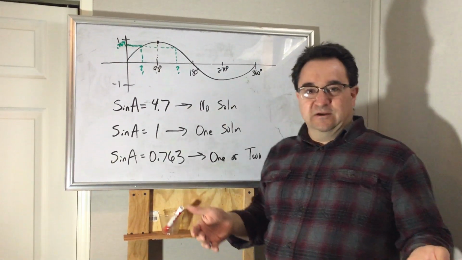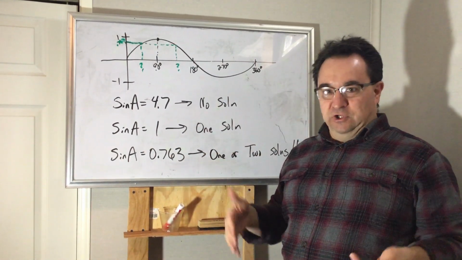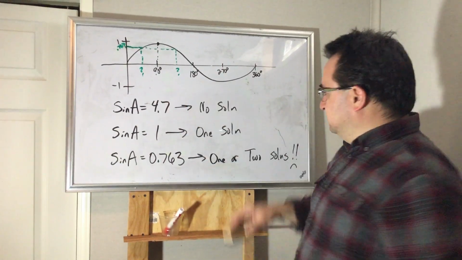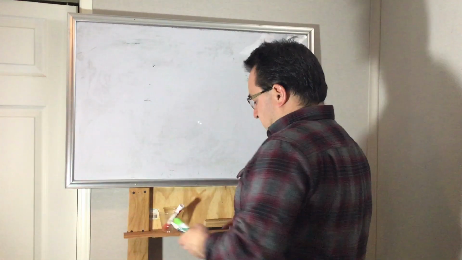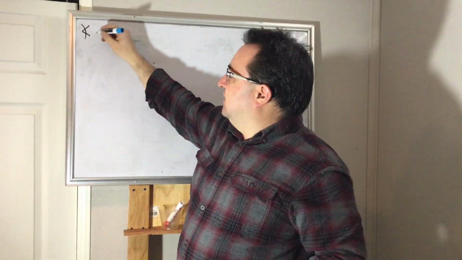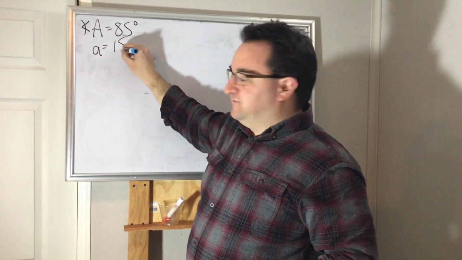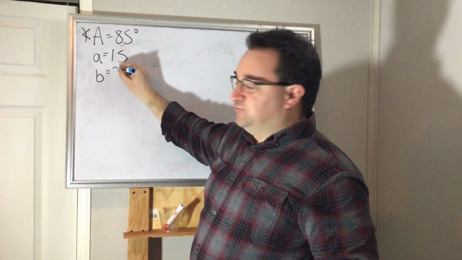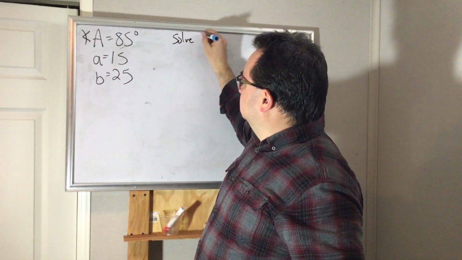So what we have to do for the remainder of this lesson is just work through these. What would a problem look like so that I get these situations? So let's start with our no solution scenario. The problem would look something like this. I would give you the parts of the triangle. So angle A, we'll say, is 85. A is 15, whatever, inches or centimeters. B is 25. And the directions are solve the triangle.